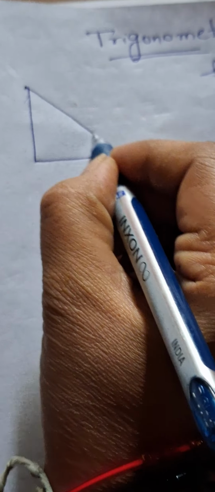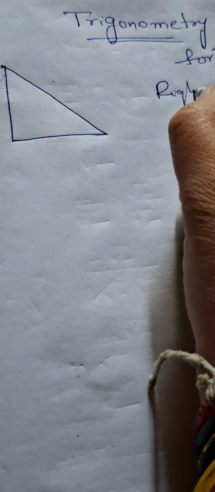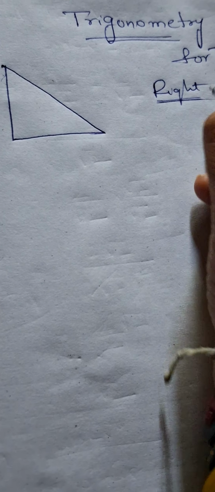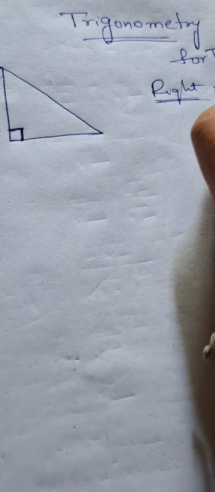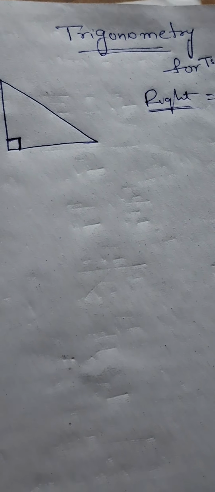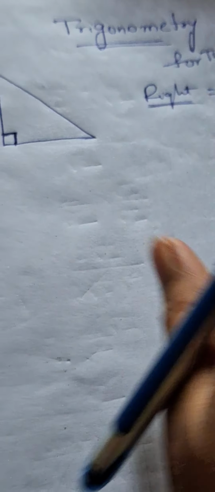First, in trigonometry, we have to take a right angle triangle. Do you know what a right angle triangle is? Right angle triangle, what is the meaning? So exactly the angle is a right angle, means 90 degrees. So in trigonometry here we are taking a right angle triangle. Okay? I think you know.